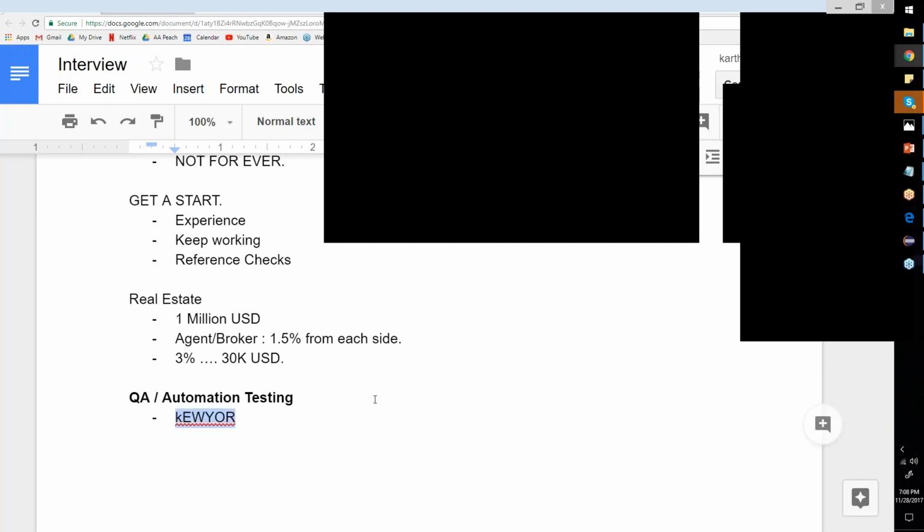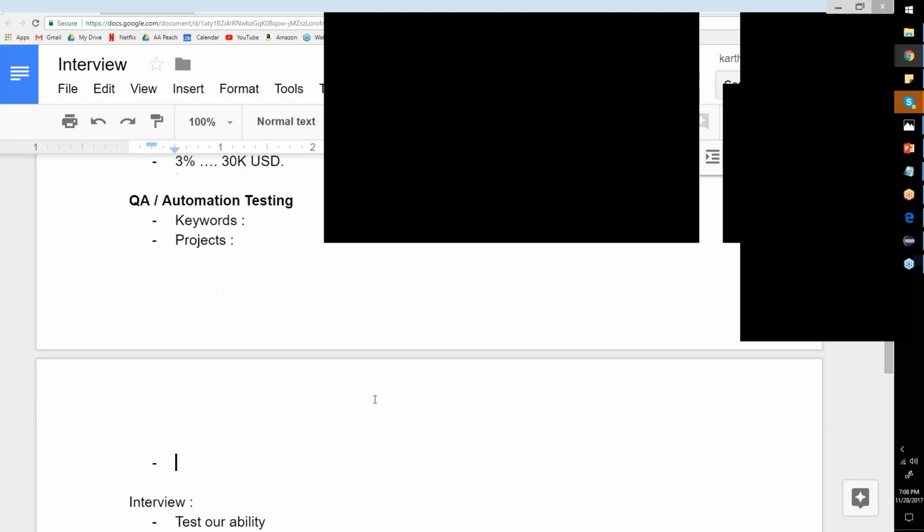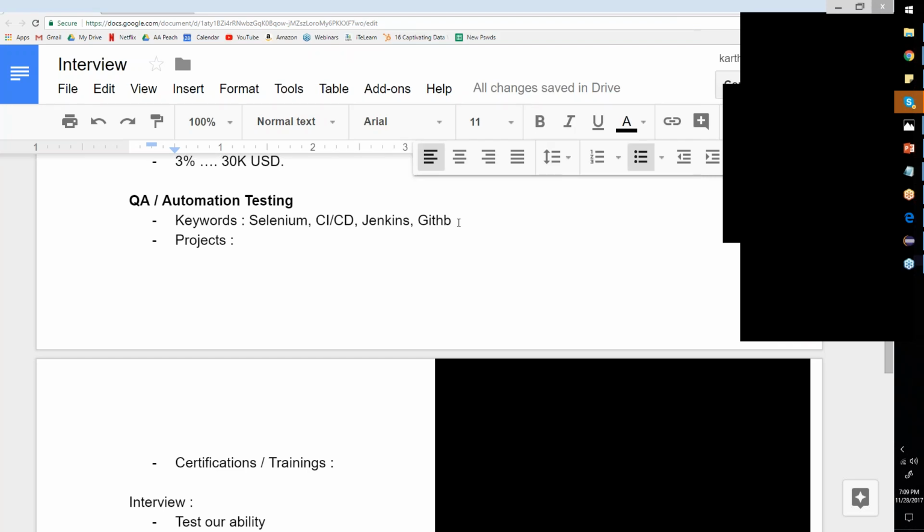One is keywords. The second is the projects that you've worked. Third is the certifications and the trainings that you've attended. All right. Keywords are things like Selenium, things like CI/CD, continuous integration, continuous delivery, things like Jenkins or GitHub. I want your resume to be strong.